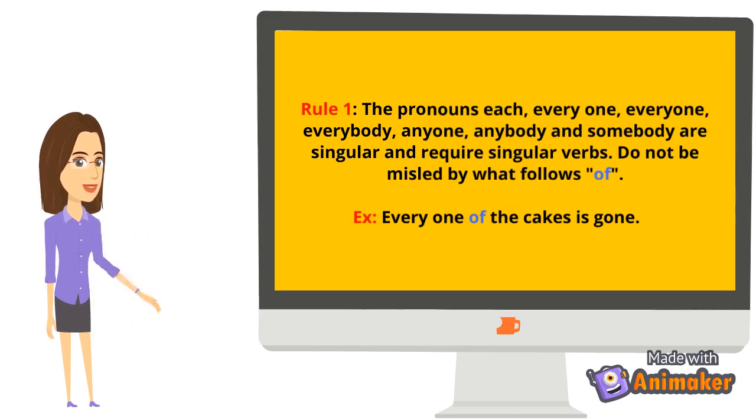Now, let's move to our lesson. Rule number 1 states that the pronouns each, everyone, everybody, anyone, anybody, and somebody are singular and require singular verbs. Do not be misled by what follows of. For example, every one of the cakes is gone.